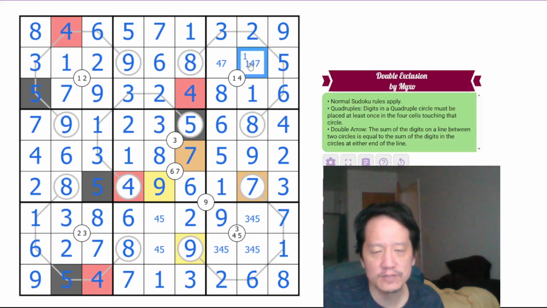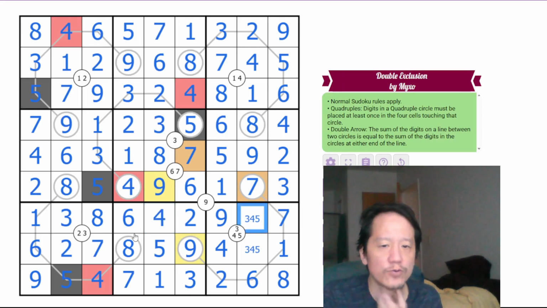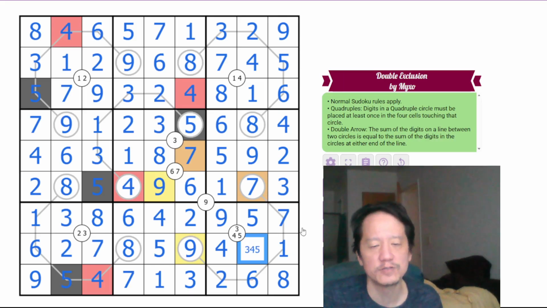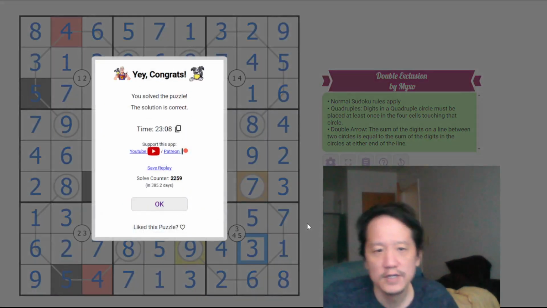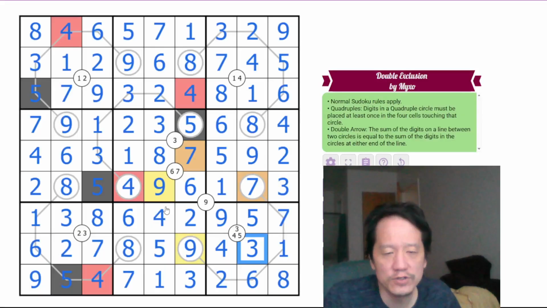This 7 eliminates that 7, and it can't be 1, so this is 4, this is 7. This can't be 3 or 5, so this is 4, which makes that 5, which makes that 4. This can't be 3 or 4, so this must be 5, and this must be a 3. And that's how you solve that.